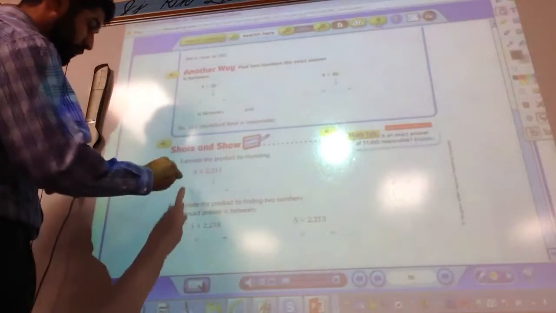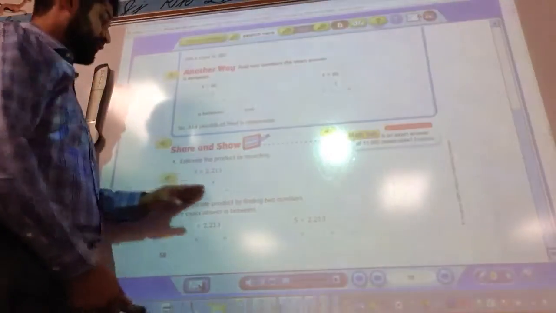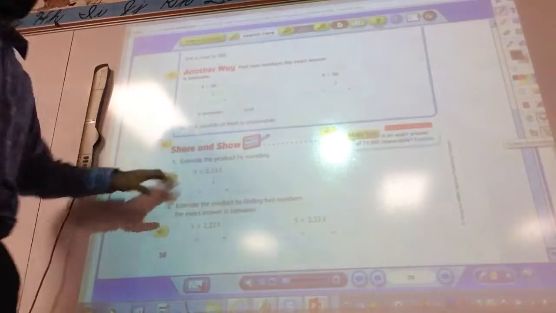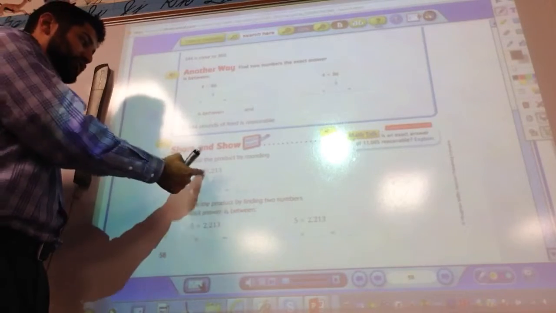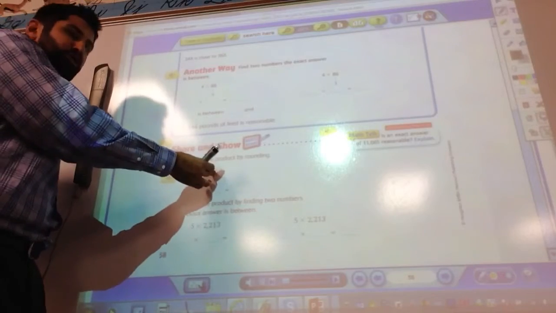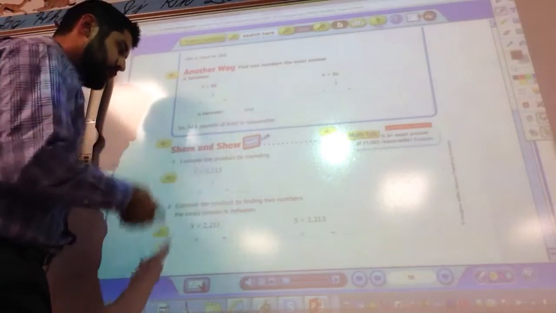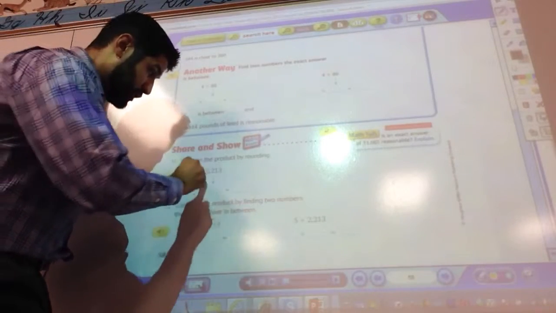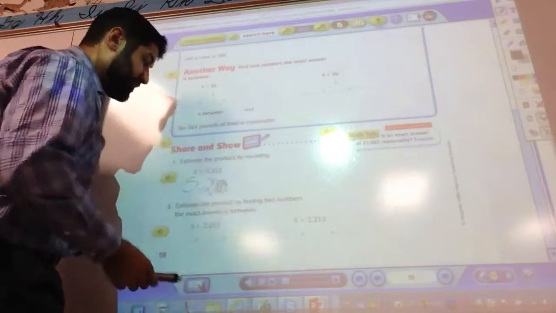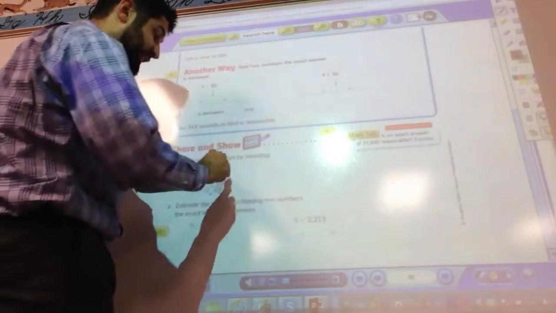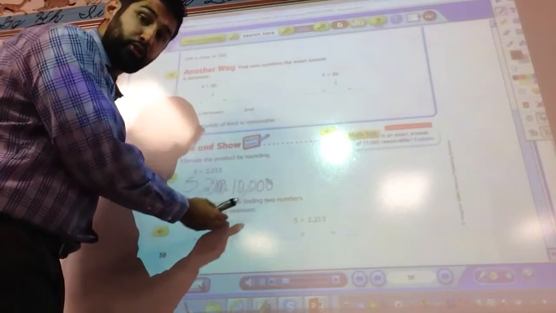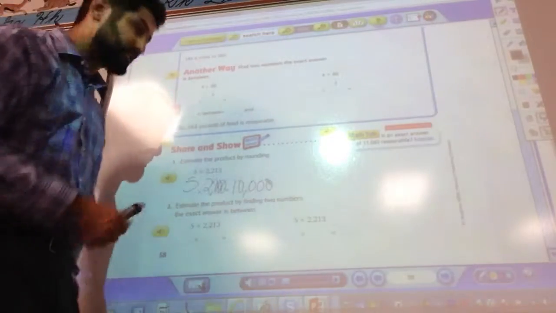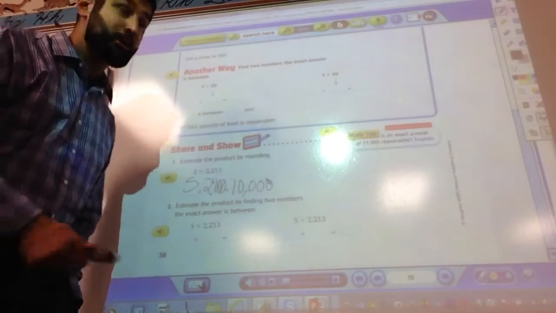Estimate the products by rounding. Well, it's always going to be 5. 5 times 2,213, and you have the same one on your page, number 1 under share and show. What I would do is round that 2. The second number is a 2, so instead of going up to 3, I just keep it at 2,000. So it'd be 5 times 2,000. If I think of it as 2,000s, 5 times 2 is 10, comma for the thousands. Make sure you always put that comma in there and have 3 zeros, 3 digits, 3 spaces after it, otherwise it's not 10,000. You have the comma in the wrong place. People get mixed up with the numbers.